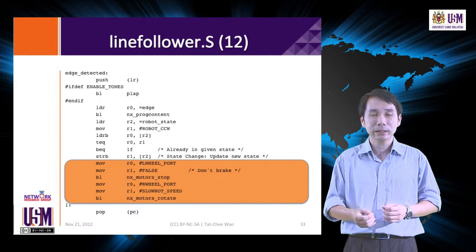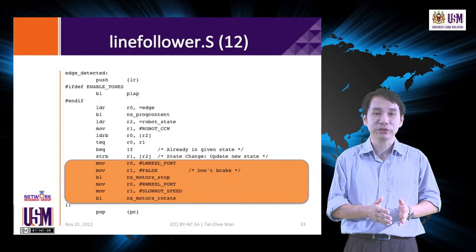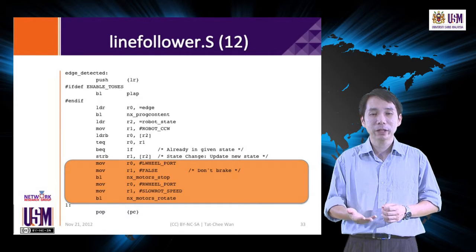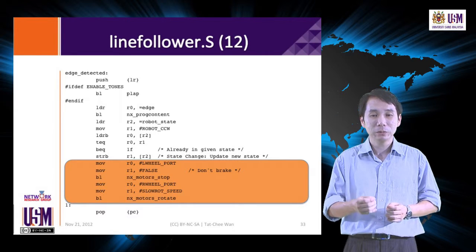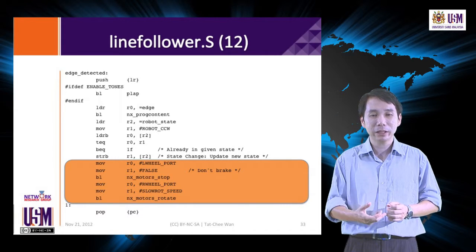The third case is when we have detected an edge, meaning that we are about to veer off course. In this case, we will program the robot to not move the left wheel, but we will turn the right wheel slowly so that we hopefully will reacquire the line and stay on course.